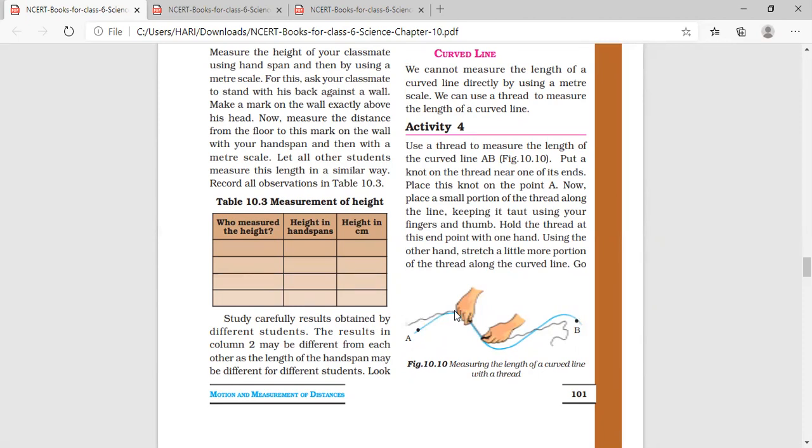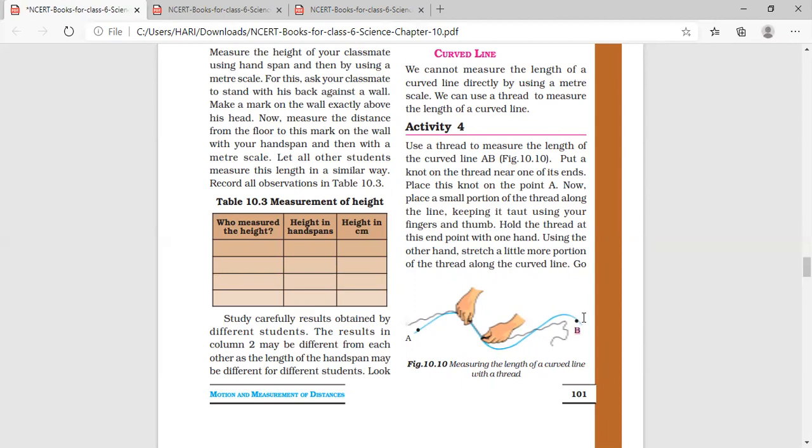Keeping the thumb on the end point of the measured part, we will take some more part of the curved line. Using the other hand, stretch a little more portion of the curved line. Repeat this process till we reach the point B of the curved line. Now when we reach the point B, make a mark on the thread. Now we have already made the knot in one end of the thread and we will be making a mark on the other end of the thread.